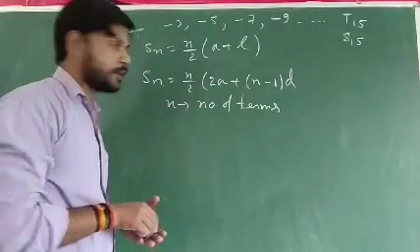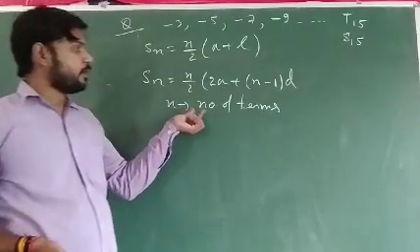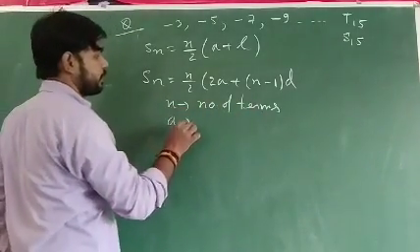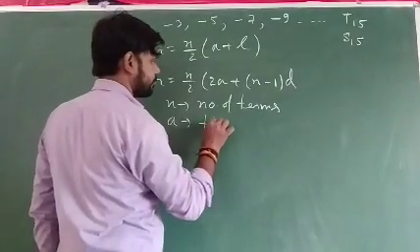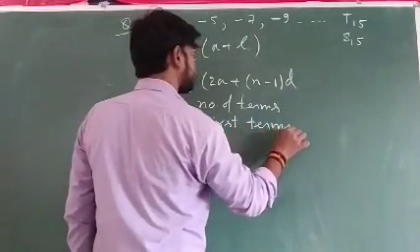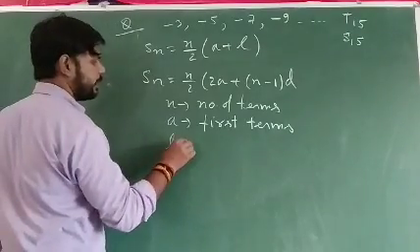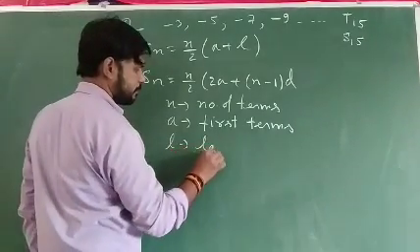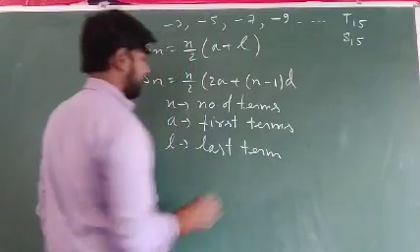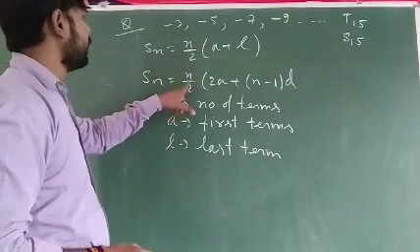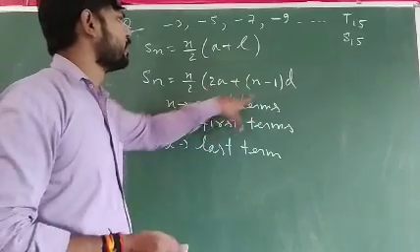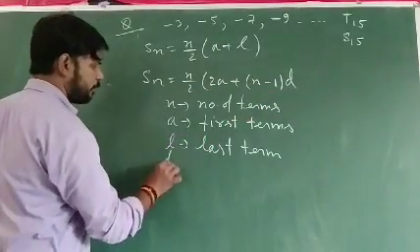Now, n will be known as the number of terms, and a can be written as the first term, and L stands for the last term. In this formula, n we have already mentioned, and D will be the common difference.